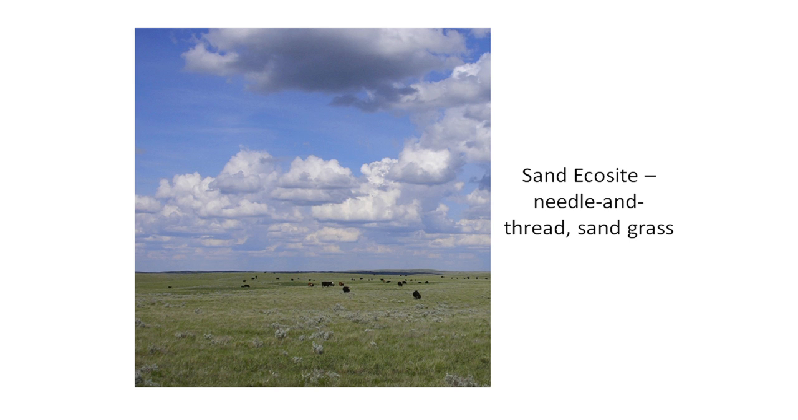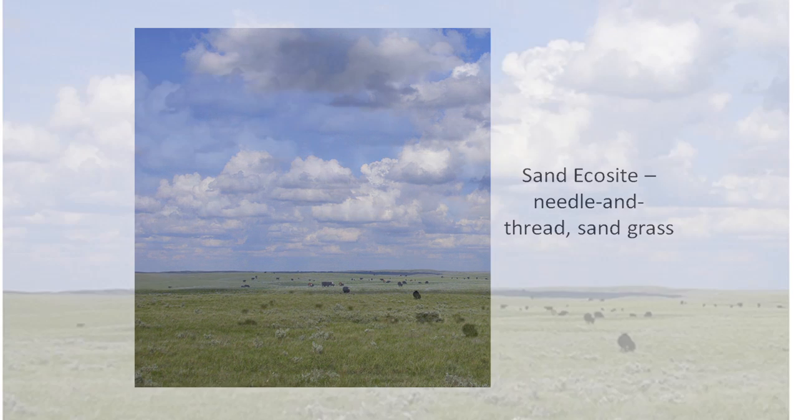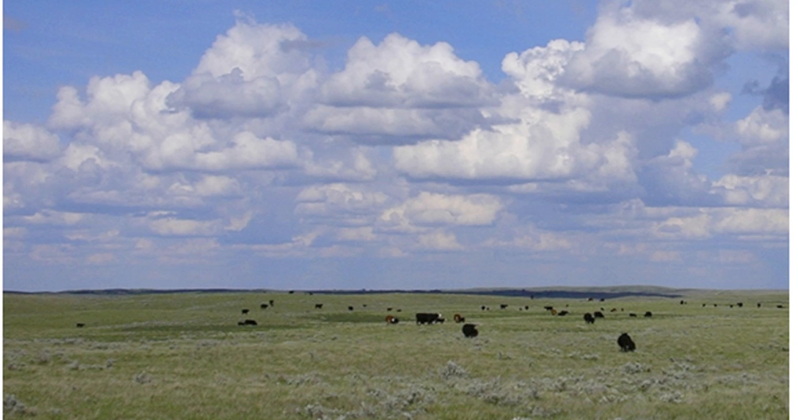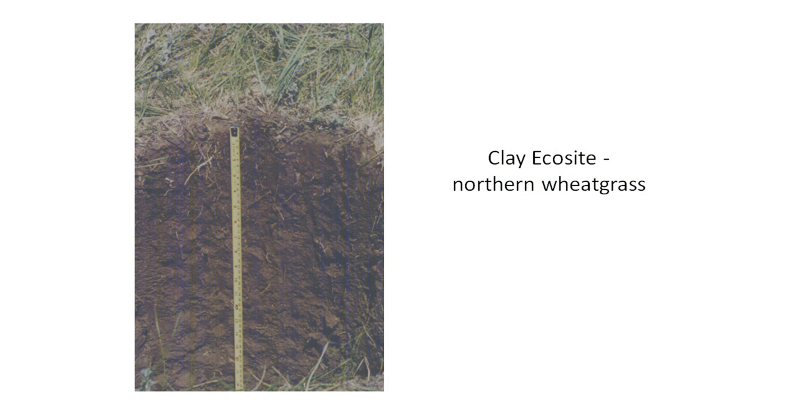Here's our sand ecosite. Often they're glacial fluvial plains with sand material, and I'm trying to show the differences in species composition: needle and thread and northern wheatgrass on the loam, needle and thread and sandgrass on the sand. Here's our clay ecosite, which is kind of a museum piece. Virtually all of it is wheat fields now, but there's a little bit of clay ecosite in a few places, often dominated by wheatgrasses.